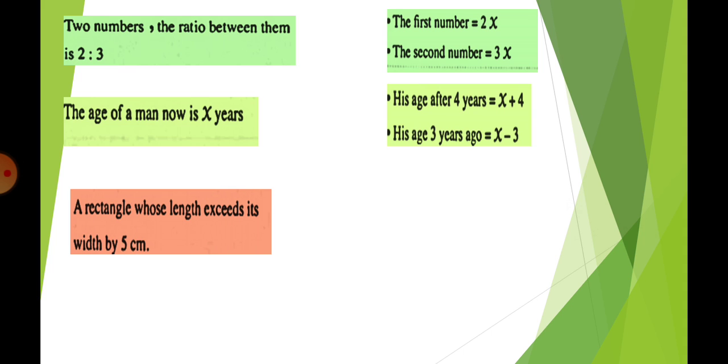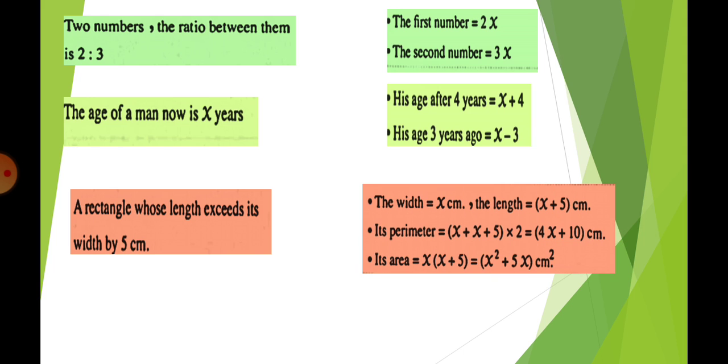If we have a rectangle whose length exceeds its width by 5, then the width equals x and the length equals x plus 5. The perimeter equals length plus width, all times 2. Then the perimeter equals 4x plus 10. The area of the rectangle equals length times width. It means x times x plus 5, which will be x power 2 plus 5x.